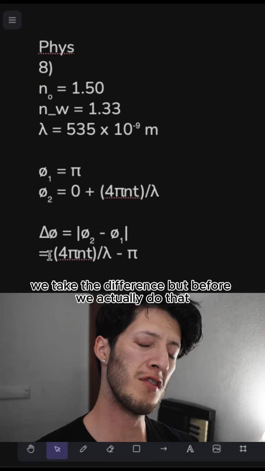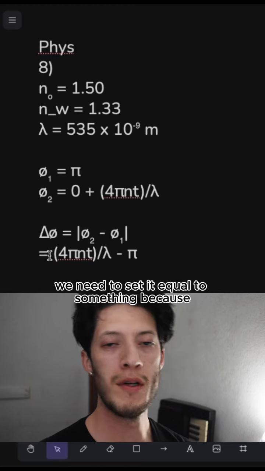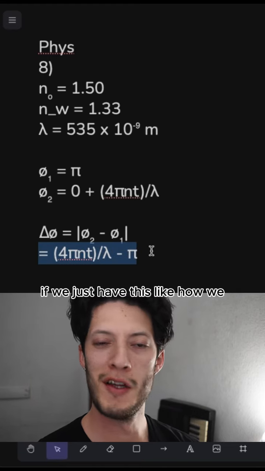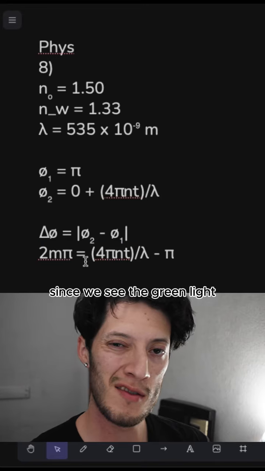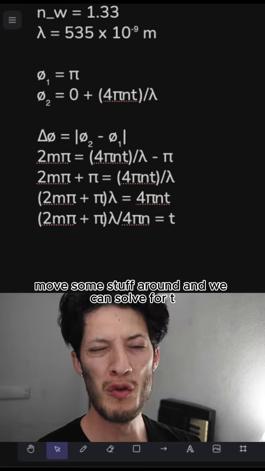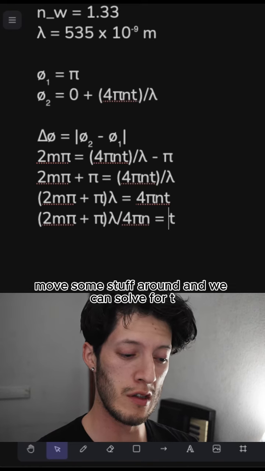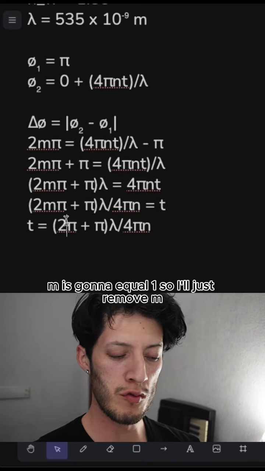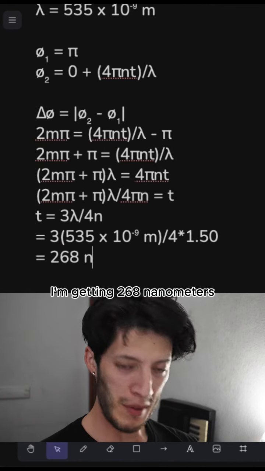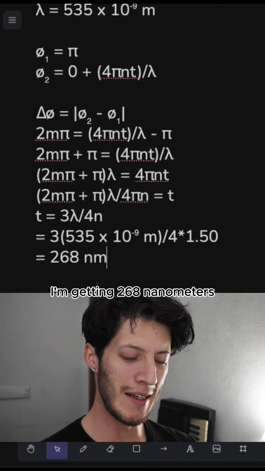We take the difference, but before we actually do that, we need to set it equal to something, because if we just have this, how do we solve for anything? Since we see the green light, it's constructive interference, and that's going to be 2m pi. Move some stuff around, and we can solve for t. M is going to equal 1, so I'll just remove n. We can't do 0 for whatever reason. Plug it in. I'm getting 268 nanometers.